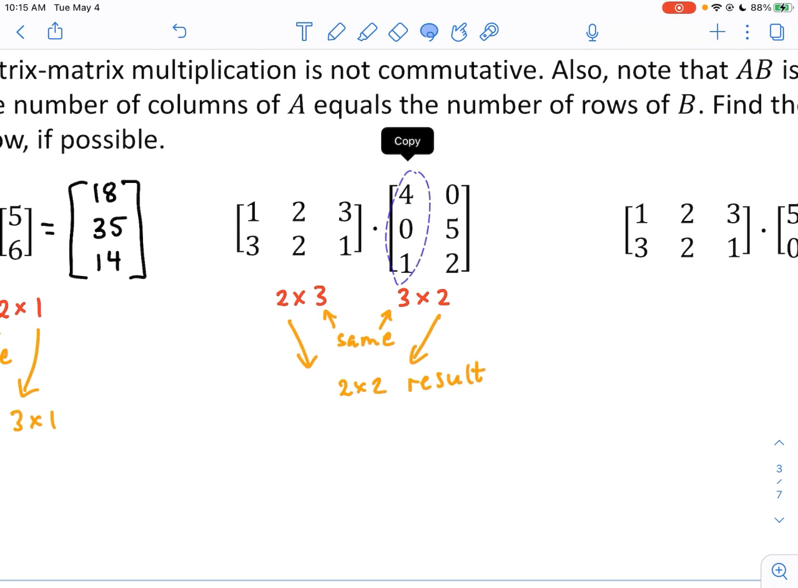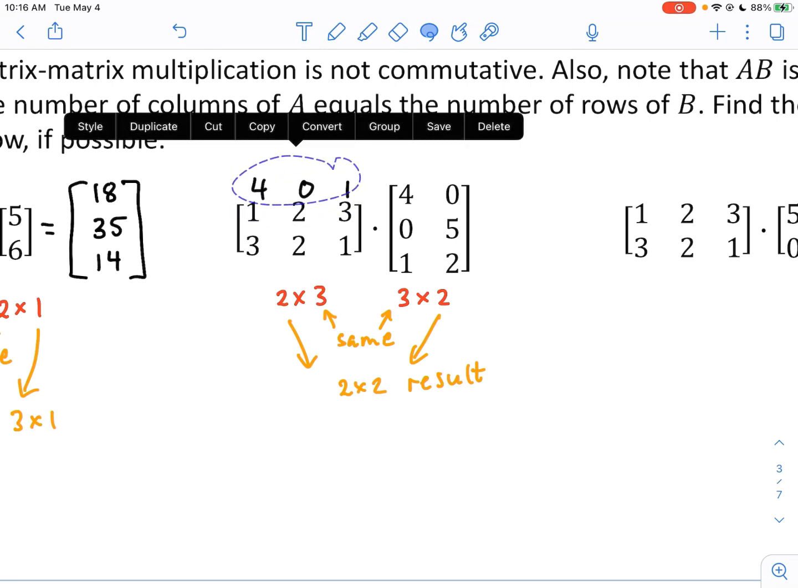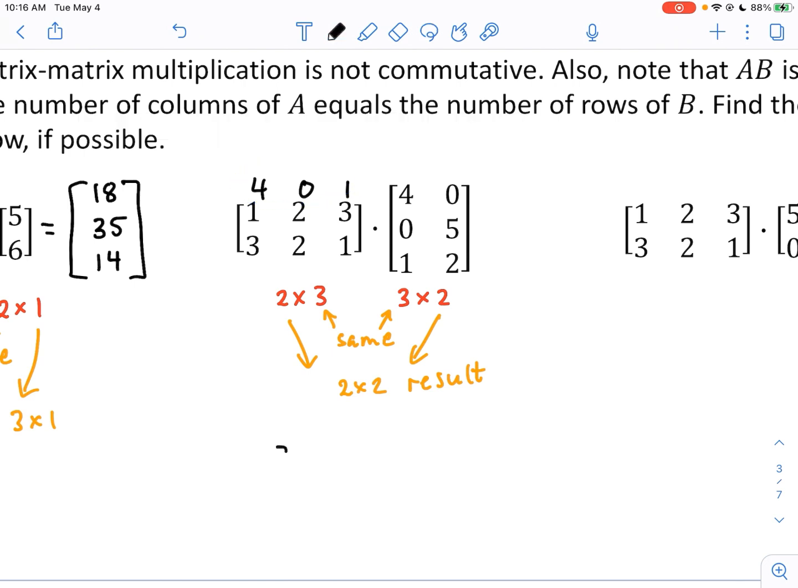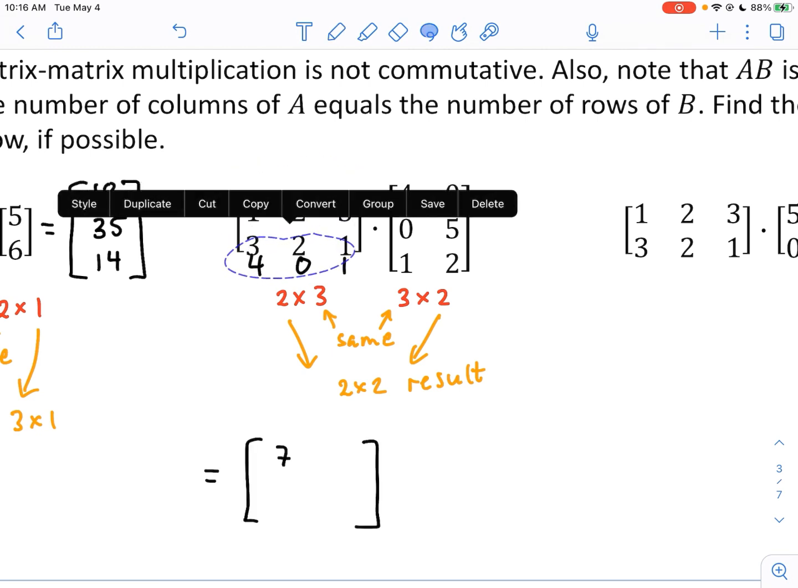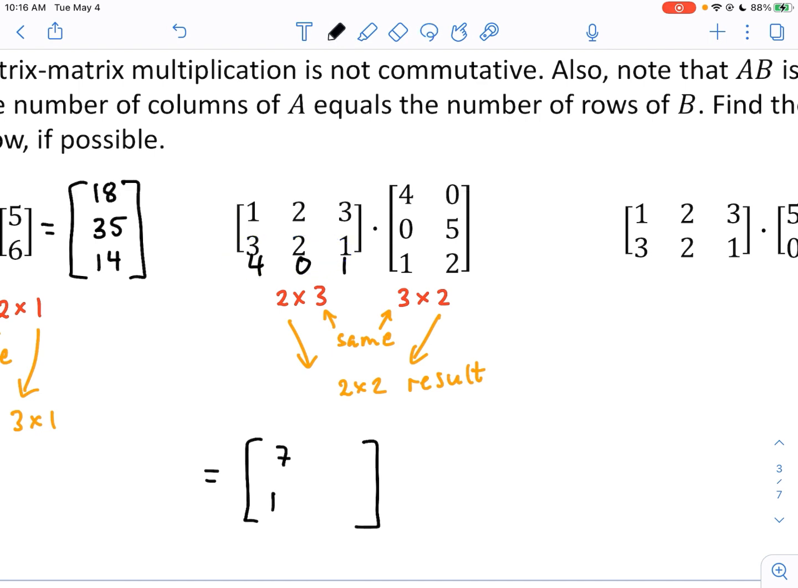But we're going to grab the 4, 0, 1, bring it over the columns of the matrix on the left, and then drop them down, multiply corresponding entries. So we have 1 times 4, 0 times 2, and 1 times 3, and we add all that together. So we're going to get 4 plus 0 plus 3 is 7. So we get 7 in our first entry. Now take the 4, 0, 1 and drop it onto the next row. So we have 3 times 4 is 12, plus 2 times 0, that's a 0, and 1 times 1 is 1. So we get 12 plus 0 plus 1, that gives me 13 in this position.